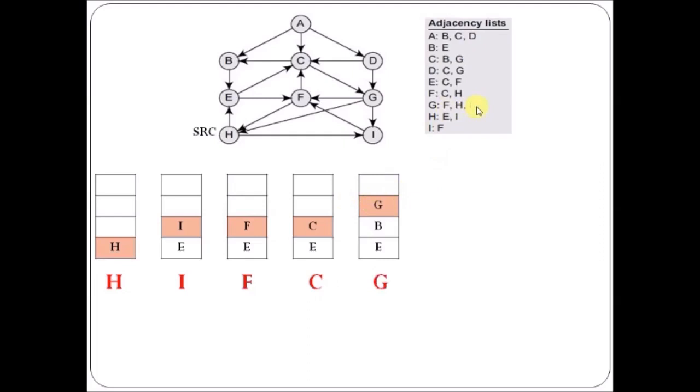The adjacent nodes of G are F, which we have already considered, H, which is also considered, and I, which is also considered. Means there are three nodes adjacent to node G, but we have already considered all three. So there is no node available to be pushed onto the stack. So simply we have to remove the topmost element, and now top points to the element B.